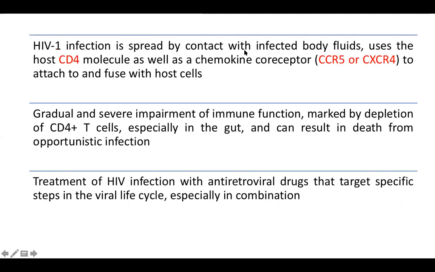HIV-1 spreads through contact with infected body fluids, uses CD4 as the receptor and the chemokine receptor as the coreceptor, and fuses with the host cell. Gradual and severe impairment of the immune system, especially depletion of CD4 cells in the gut, can result in death from opportunistic infection. Treatment of HIV is done by antiretroviral drugs that target specific steps of the viral life cycle, and it is done in combination, also known as HAART.